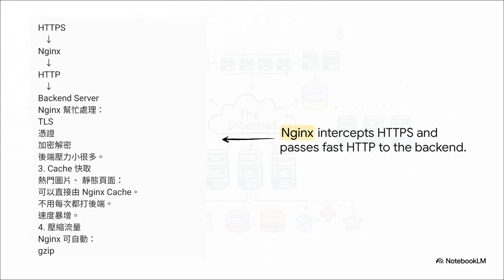But perhaps its greatest trick of all is SSL and TLS offloading. Look, handling the encryption and decryption for secure HTTPS traffic takes a massive amount of computing power. If your backend servers had to do that for millions of users, they would just choke. Instead, a reverse proxy like Nginx intercepts that encrypted HTTPS traffic, decrypts it right at the front door, and then passes fast, unencrypted plain HTTP backward to your servers. It saves an absolute ton of processing power for your actual application.